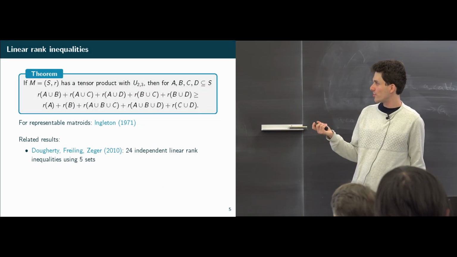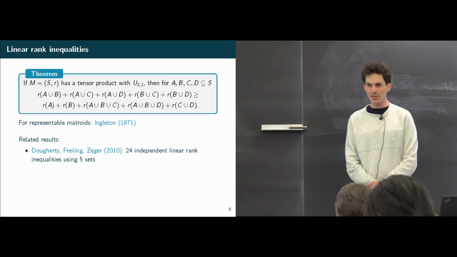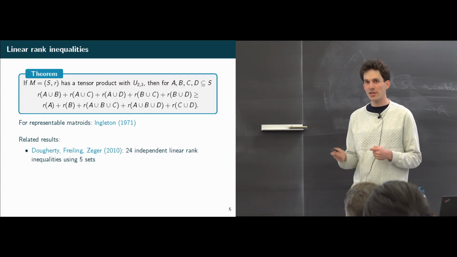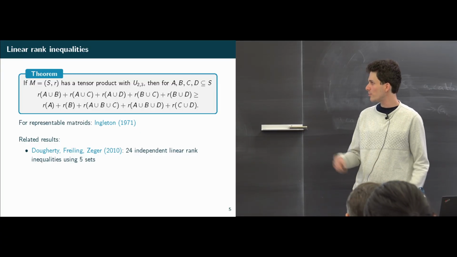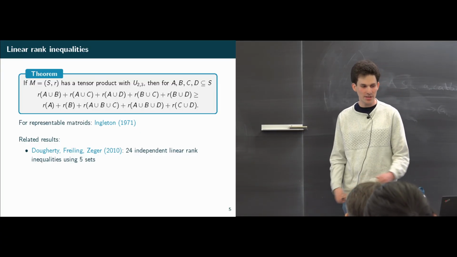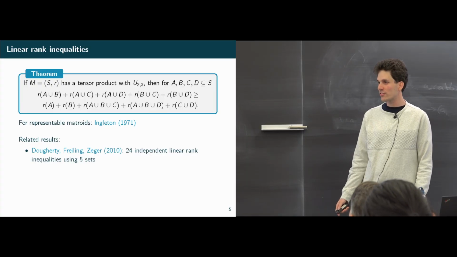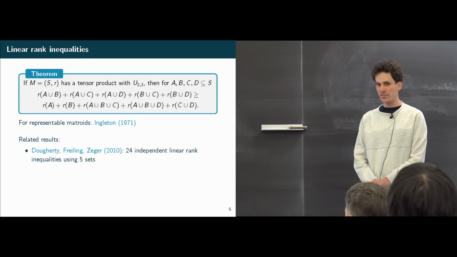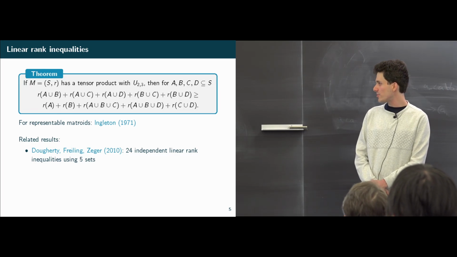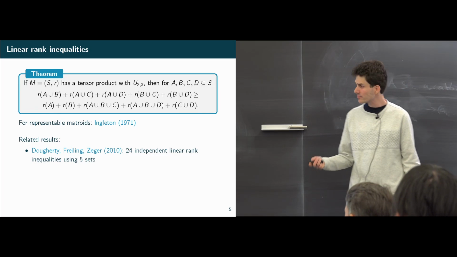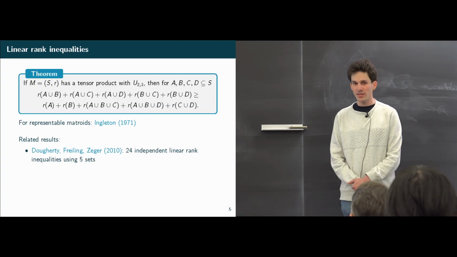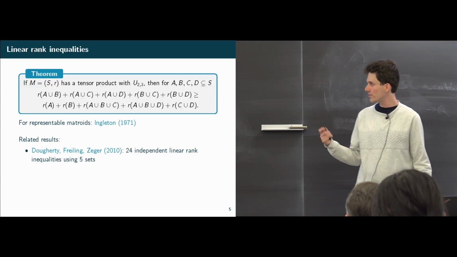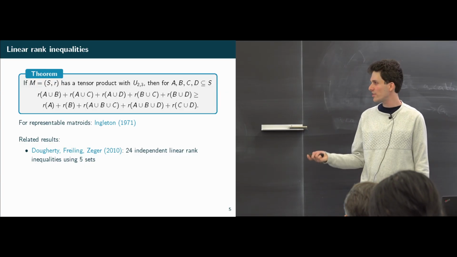So why is Ingleton's inequality interesting? It is a necessary condition for representability, but unfortunately it is not sufficient. So there has been a lot of effort trying to find more necessary conditions and more linear inequalities for the rank functions of linear matroids. For example, using 4 sets, Ingleton's inequality is the only one which is not a consequence of submodularity. But already with 5 sets, they computed that there are 24 others which are independent and not a consequence of each other, or of Ingleton's, or of submodularity.